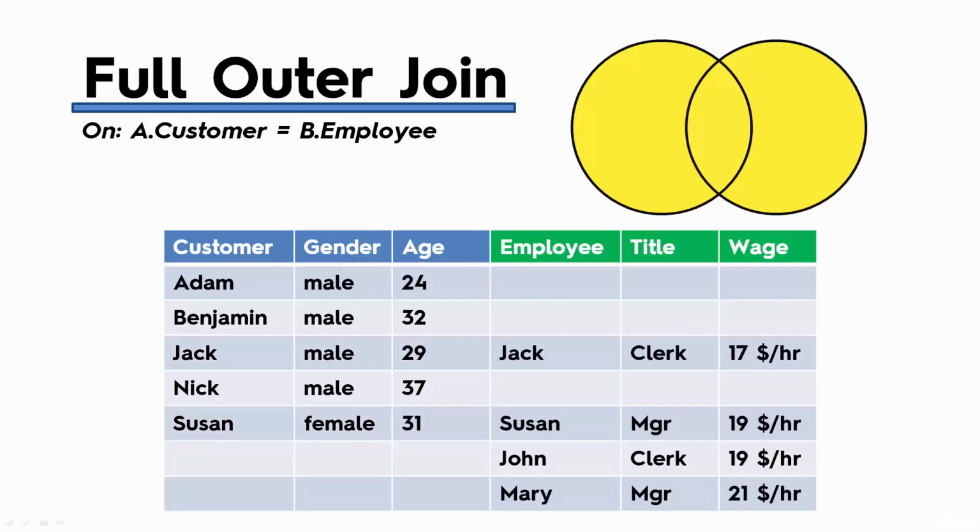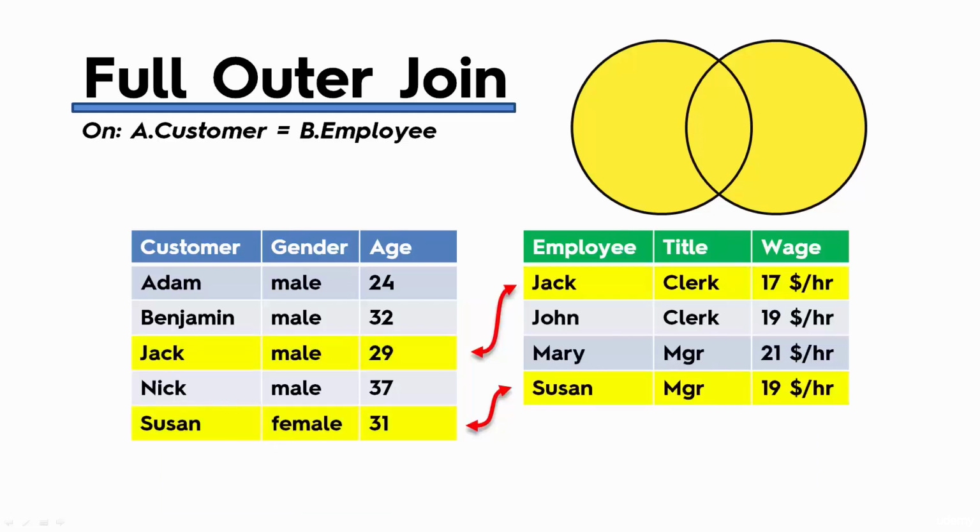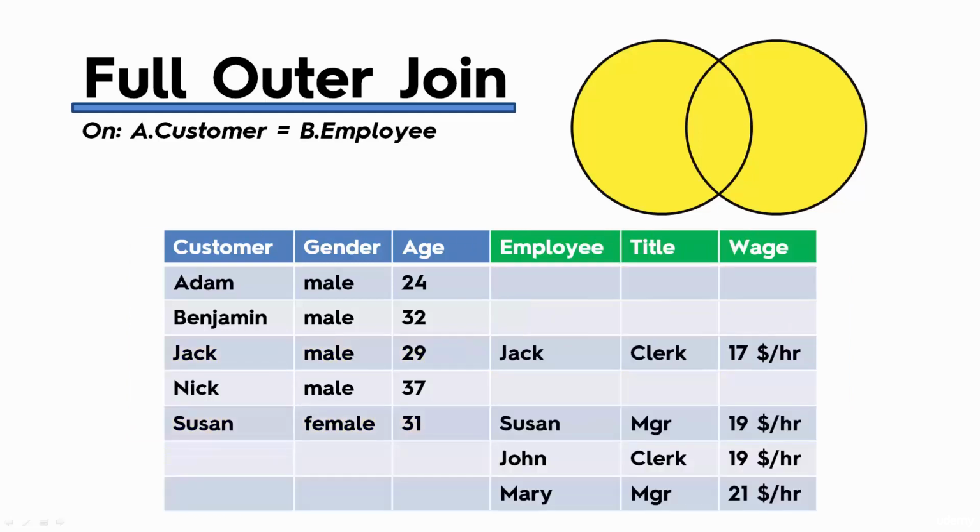On the right, there are blank spaces where there was no match to the table on the left, and on the left there are blank spaces where there was no match to the table on the right. Once again, I'll just go back to the previous slide, and here you will see the two tables separately. And now after the join, this is what the final table will look like. So that's how a full outer join works.